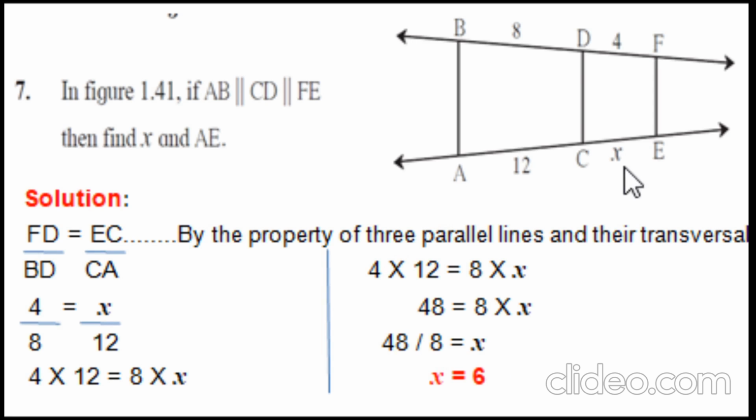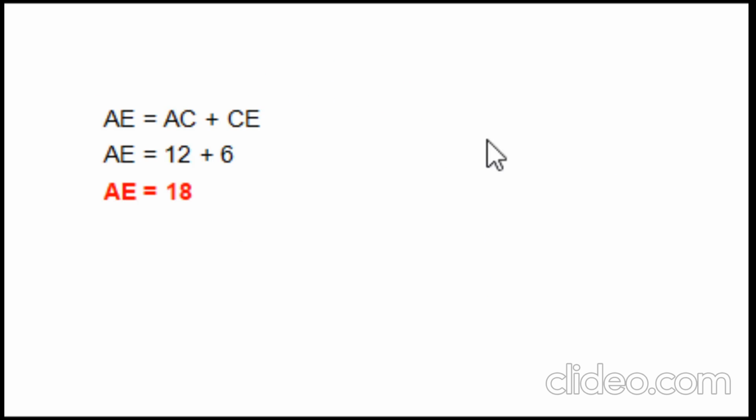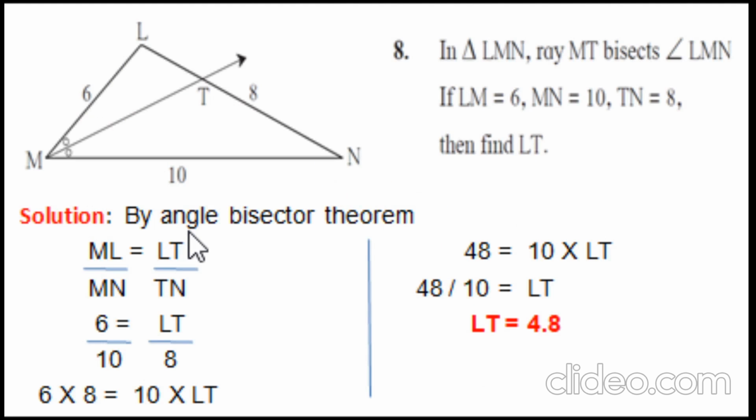This is the AE. So if we see that AE is equal to AC plus CE. Now AE is equal to AC plus CE, therefore AE is equal to 12 plus 6, and AE is equal to 18.